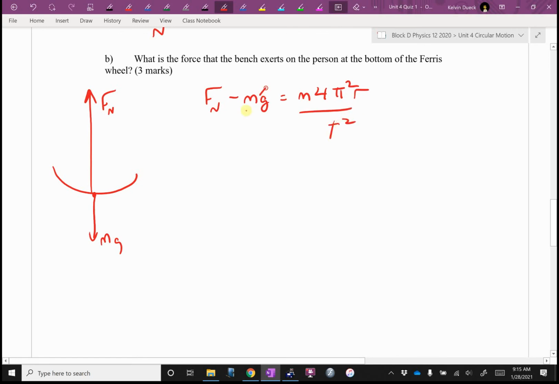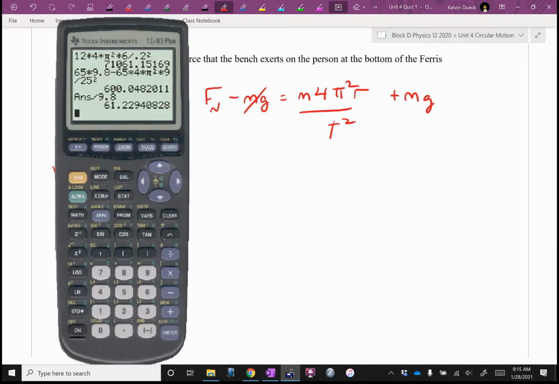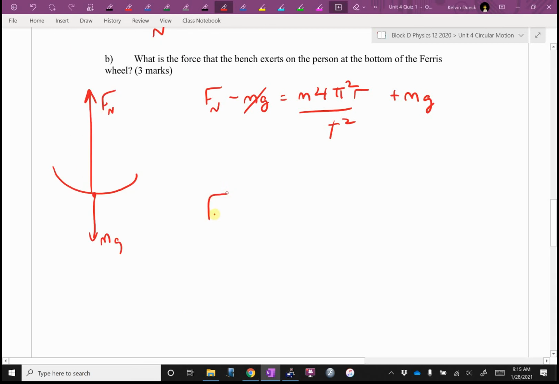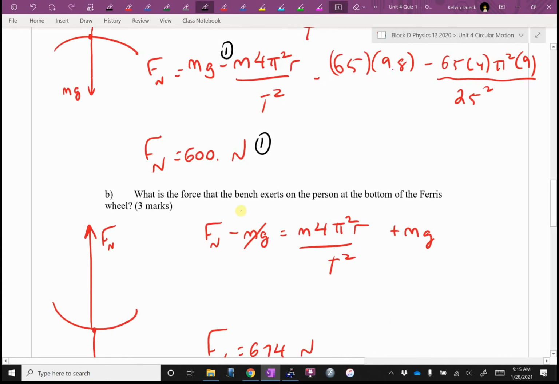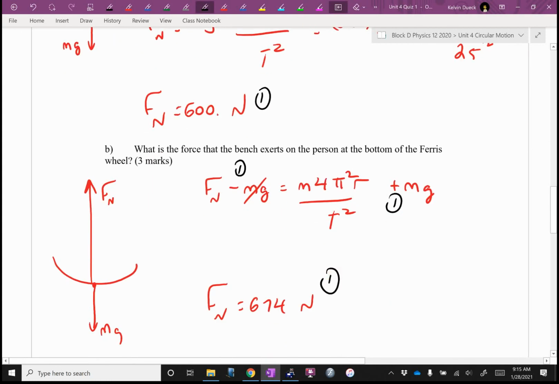So to get the normal force by itself, I just do that. In fact, I think if I'm clever, if I bring back this line and just change the minus to a plus, is it 674? If you got that, 3 out of 3. Otherwise, for both of these, I would give you 1 mark for that, 1 mark for getting the plus mg over, 1 mark for the answer.